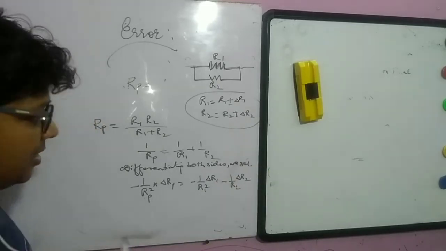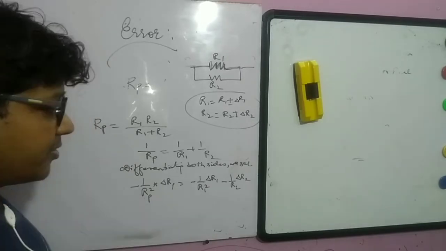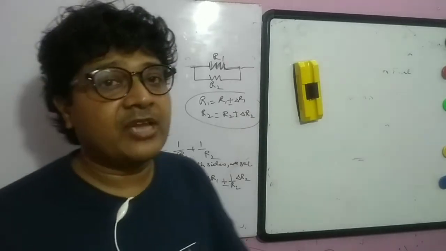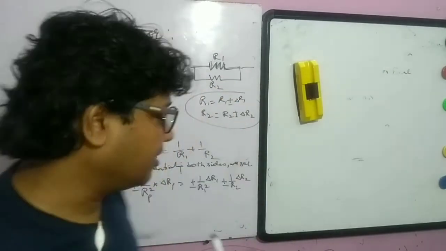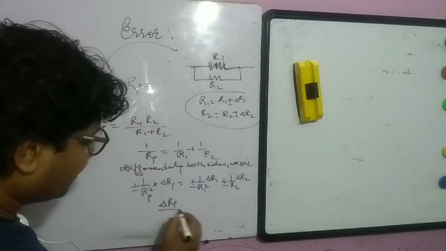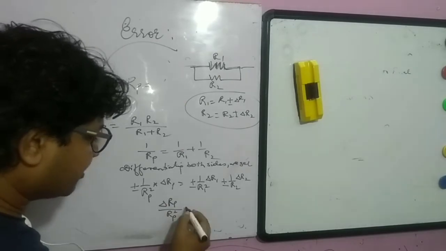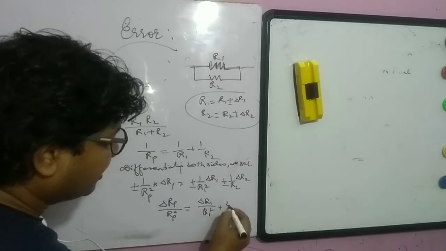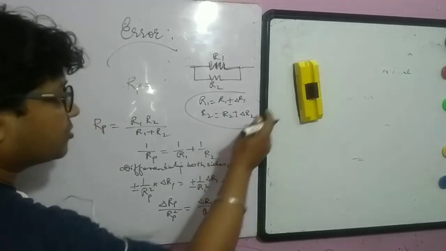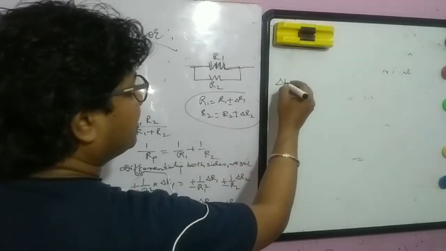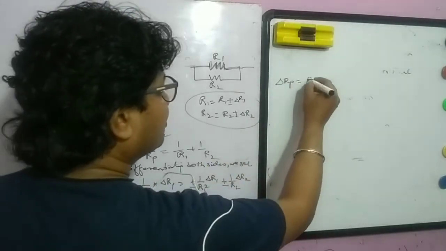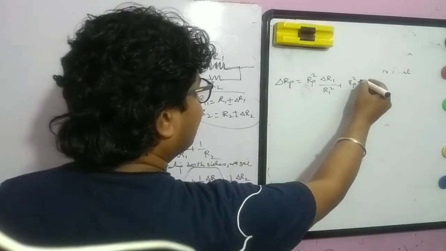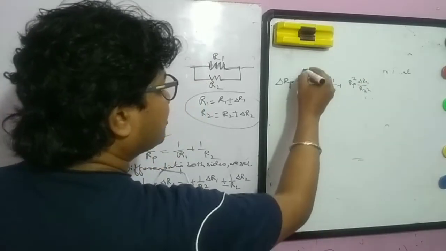I told you we have to take only positive quantity. So this will be plus minus, plus minus, plus minus. In error we have to consider only positive quantity. So delta Rp will be equal to Rp square delta R1 by R1 square plus Rp square delta R2 divided by R2 square. So this will be your error.